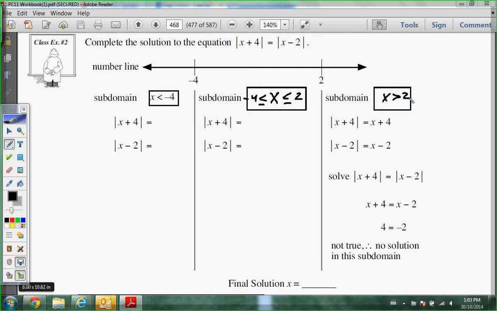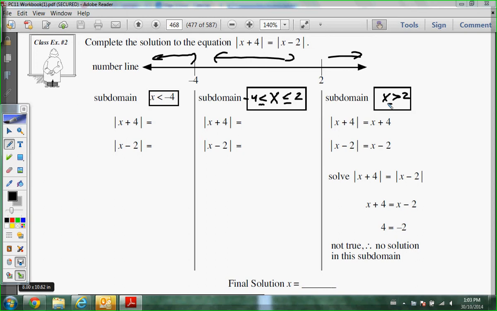That's your subdomains. That's what I was telling you is important today. So I got those. You just got to think about sections. Everything this way, that's less than negative 4. That's this one. Everything between here and here, that's between the two. Everything this way, that's bigger than 2. Okay? So we have 3 sections. All right, so here we go. This is the part I'm really trying to hammer home for you.